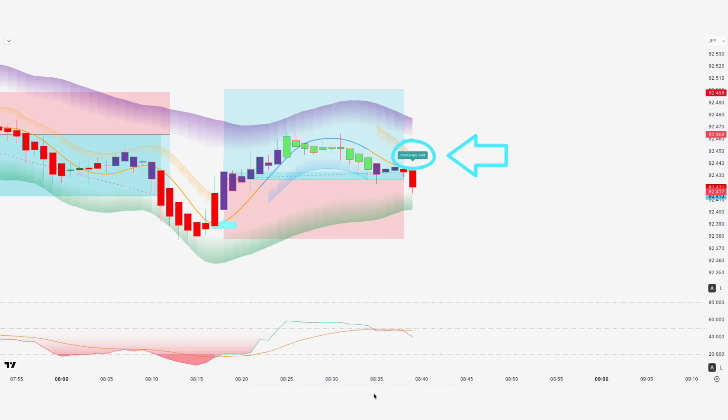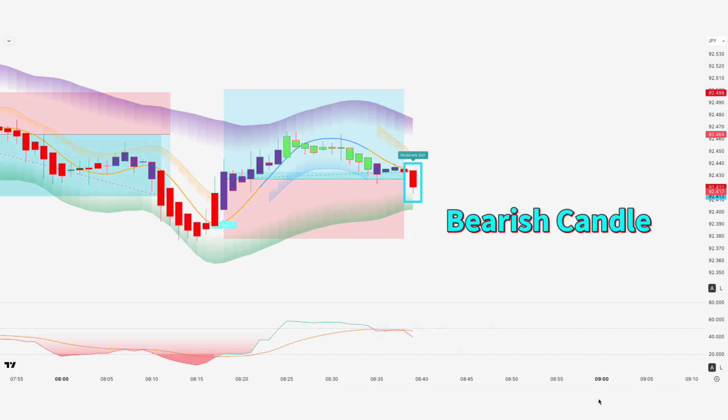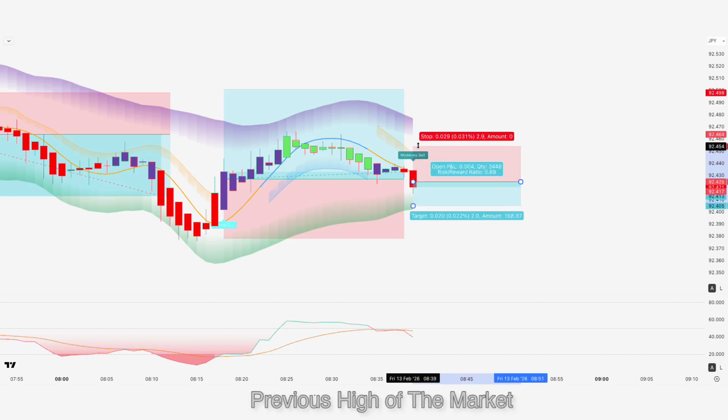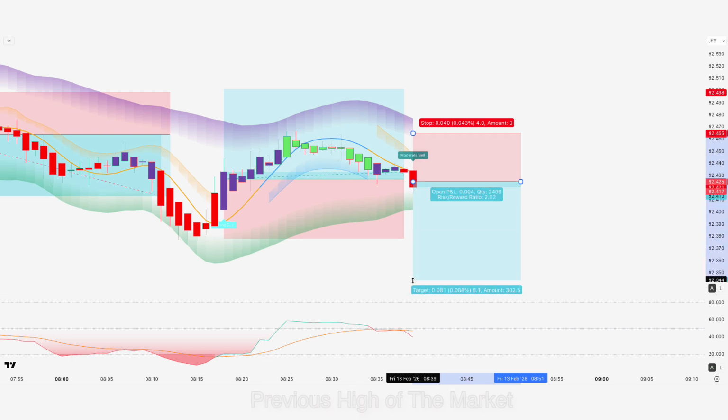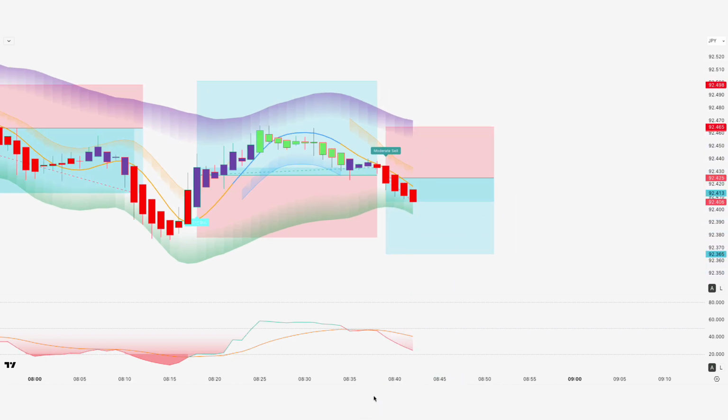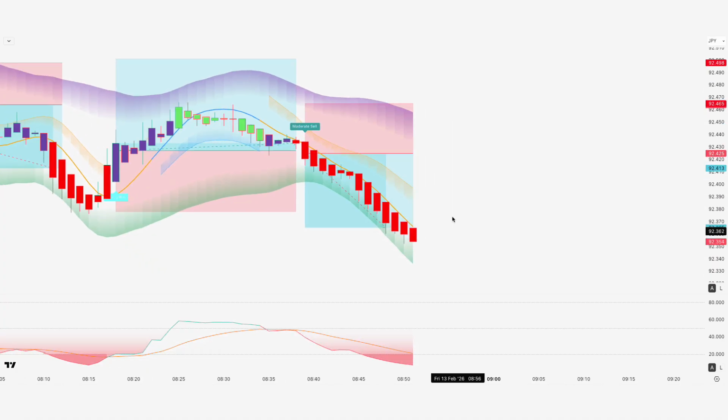Here, the Confluence Suite arrow of this indicator is a moderate sell signal, when the orange line of enhanced momentum is above the red line. Here, the market has made a bearish candle to give confirmation, so all our conditions are being fulfilled, so we are placing an order to sell. Our stop loss is to be placed at the previous high of the market, and the risk-to-reward ratio will be 1:1.5. We have won the trade.